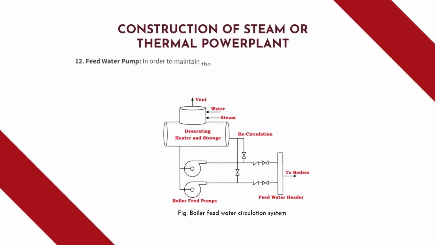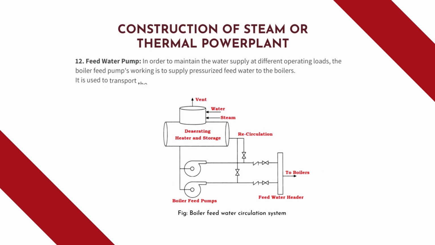Next important component in a thermal power plant is the feed water pump. In order to maintain the water supply at different operating loads, the boiler feed pump's job is to supply pressurized feed water to the boiler. It is used to transport the feed water to the boiler.